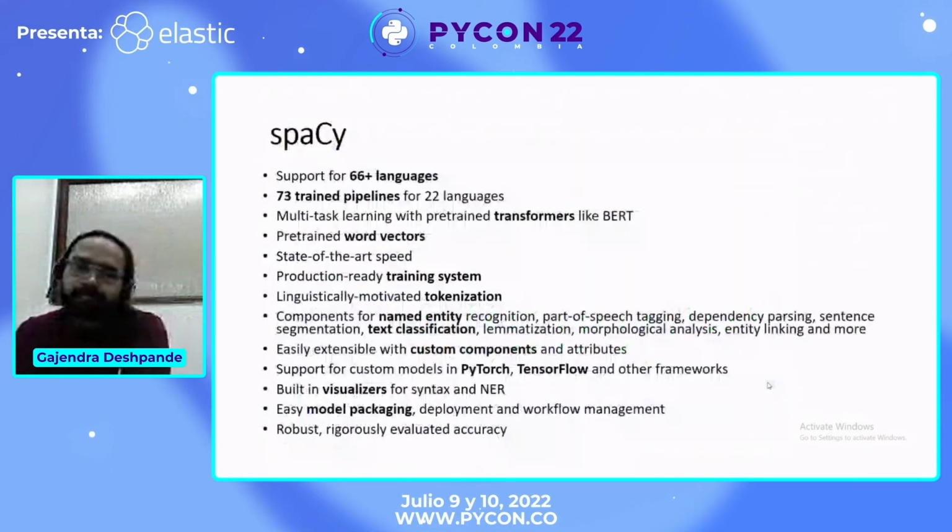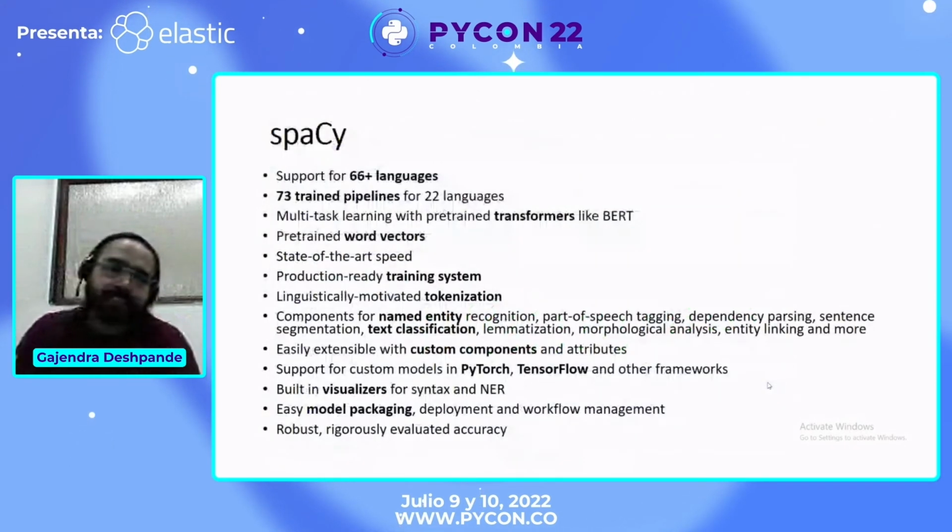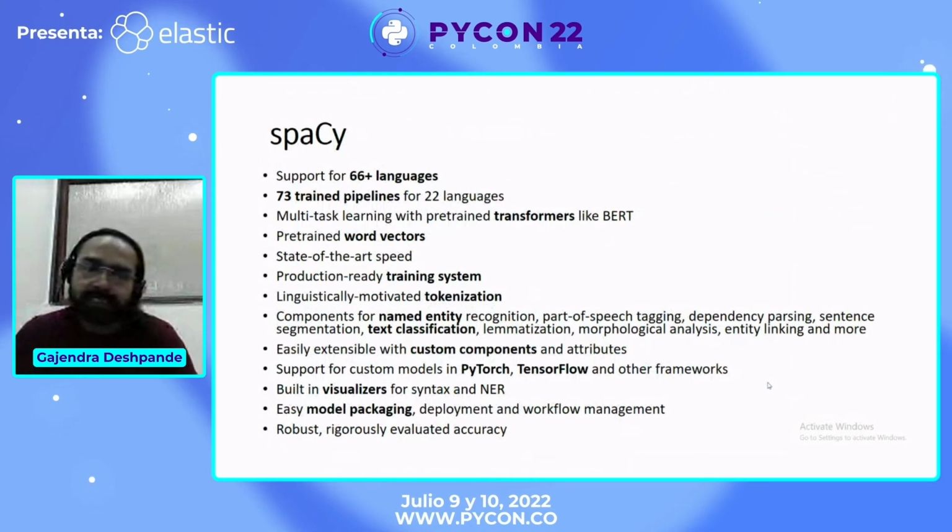So spaCy, as most of you know, is the industry standard tool for natural language processing. It supports 66 plus languages, then 73 trained pipelines for 22 languages. It supports multi-task learning with pre-trained transformers like BERT, pre-trained word vectors, then production ready, linguistically motivated tokenization, right? And it also supports custom models in PyTorch, TensorFlow, and other frameworks, right? It's a very wonderful library.